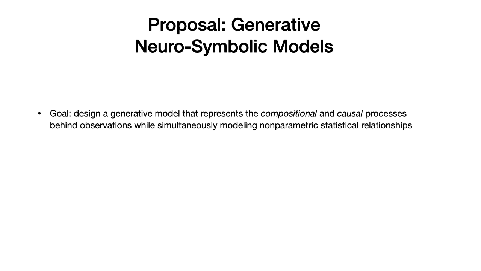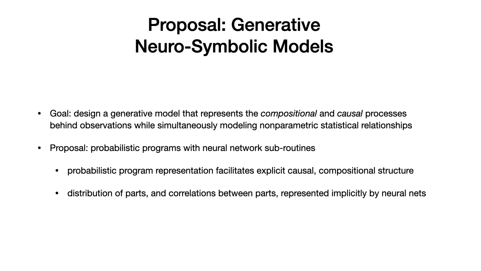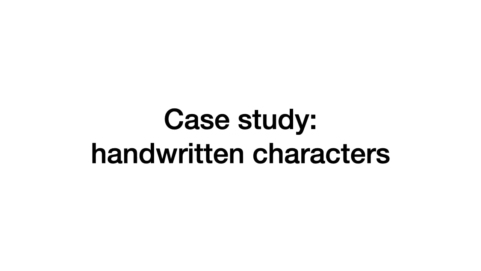And the goal is to design a generative model that represents the compositional and causal processes behind observations, while simultaneously modeling non-parametric statistical relationships. And our proposal is to use probabilistic programs with neural network subroutines. The control flow of the probabilistic program is an explicit representation of the causal generative process that produces new concepts, and explicit reuse of parts through repeated calls to reusable neural network subroutines ensures a representation that's compositional. But the distribution of parts and correlation between parts are represented implicitly by neural nets, and this allows the model to capture non-parametric statistics.